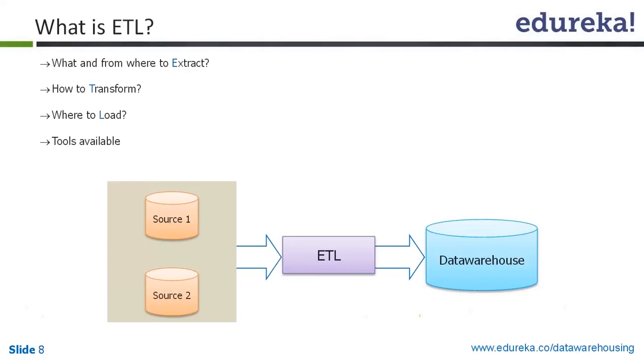What is ETL? The full form of ETL is extract, transform, and load. The obvious questions would be: what to extract, from where to extract, what to transform and how to transform, and where to load it. As you know, there are multiple disparate sources that are loading the data into the data warehouse, so you need to extract from the multiple different sources.